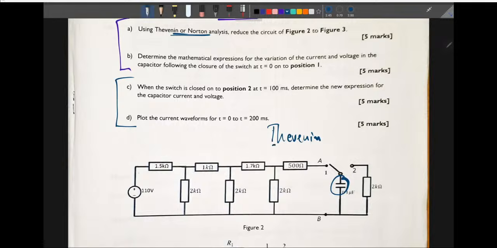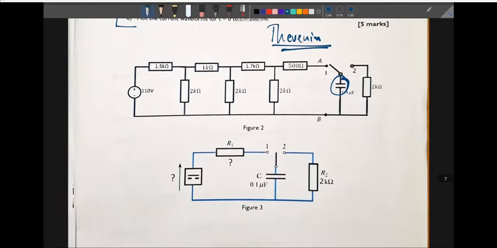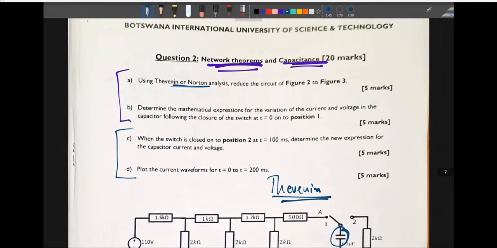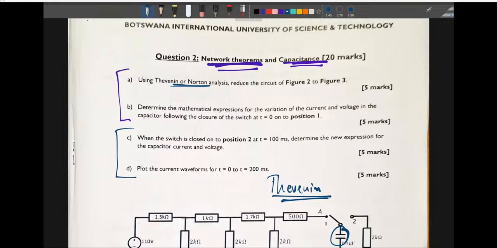After we have done the Thevenin, we're going to go to the idea of capacitance, which is completely different from this one. For you to be able to do this, first you have to be good at Thevenin. We'll start with this particular question. Then we can look at other Thevenin questions, and you see if you're good at them. That is how you're going to be preparing for this one.